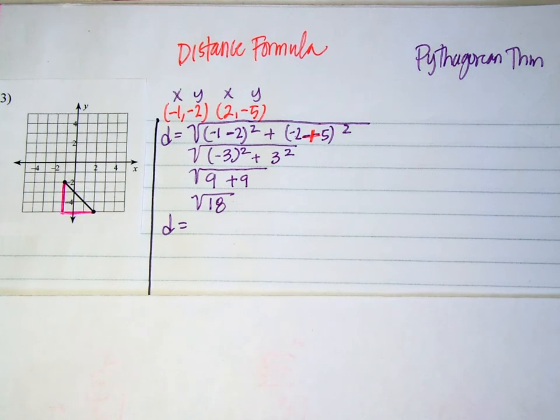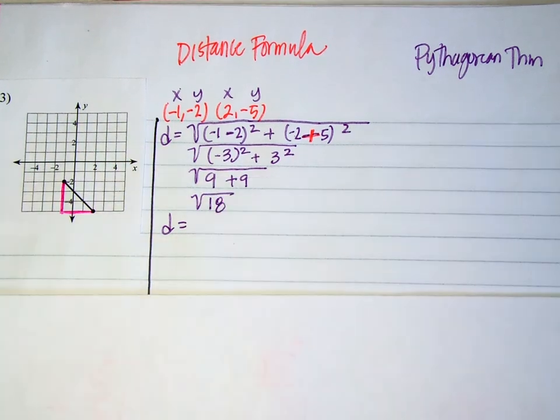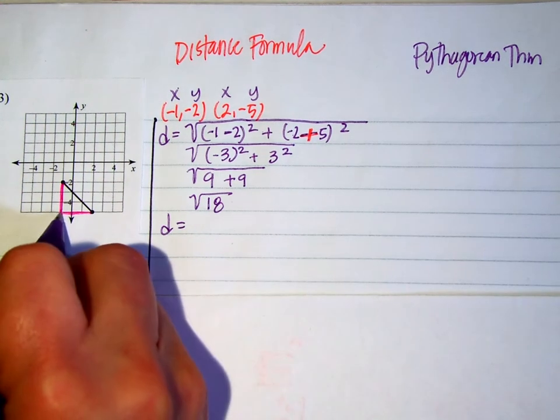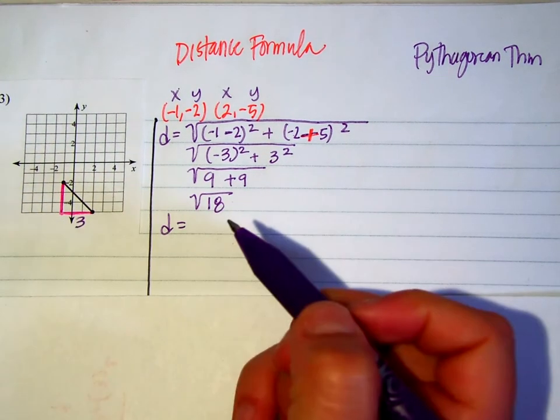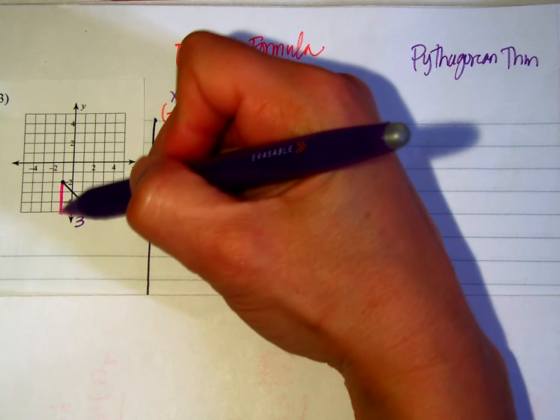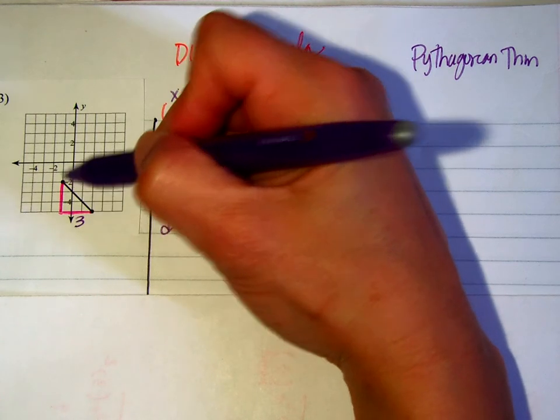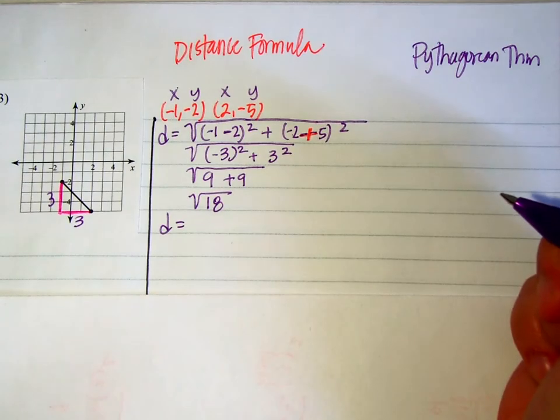All you have to do is count how many boxes long that segment is. With horizontal and vertical lines, we can very easily count. We don't have to use the distance formula. When we count, it looks like I am 3 boxes, or 3 units, long on my base. And as far as how tall this triangle is, it is also 3 units tall.